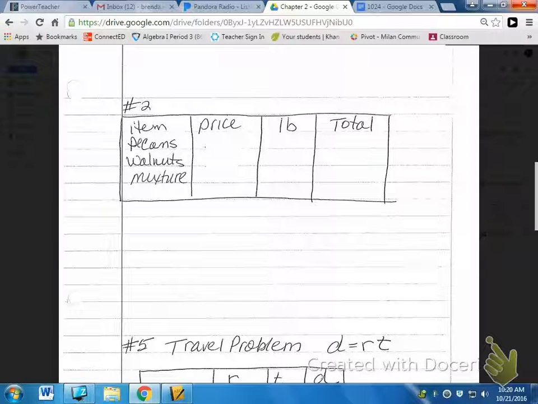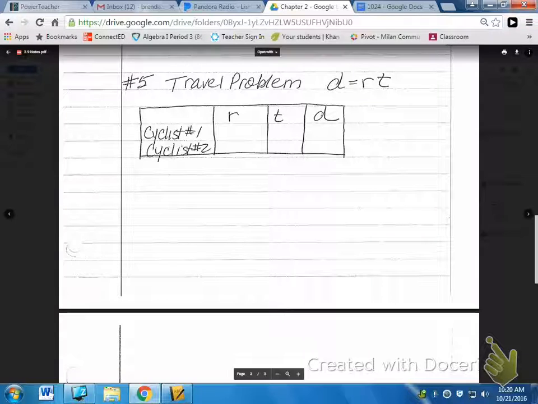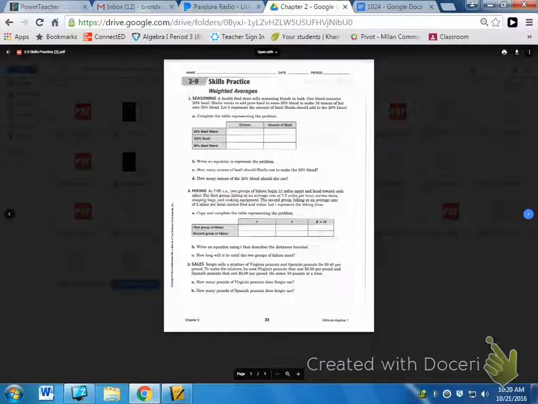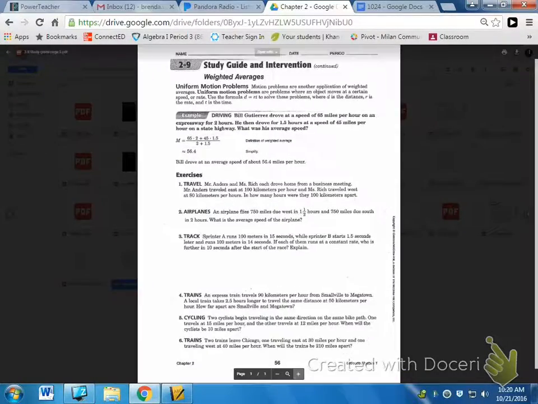All right, next, we're going to skip down to number 5. This is on the second study guide page, number 26. It's a travel problem, and we're going to use distance equals rate times time. So let's look at this one. We're skipping down to number 5 on the second page.